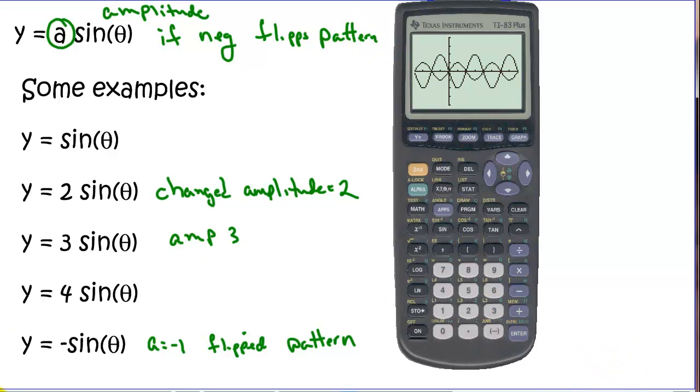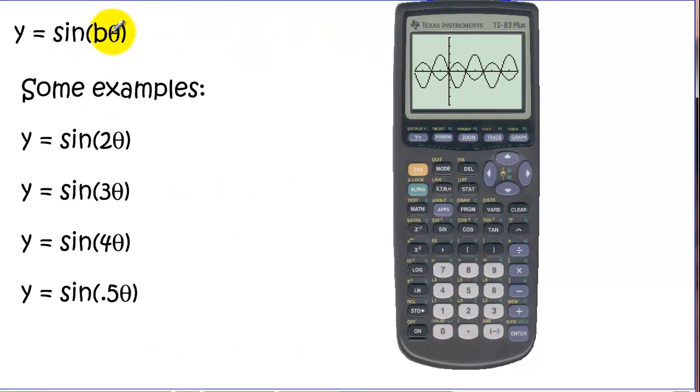Now let's look at what happens if we multiply our angle by some number. So inside the parentheses next to our angle, our x or our theta, we have a number. So let's go back and graph our base function, and let's change this now to the sine of 2x.